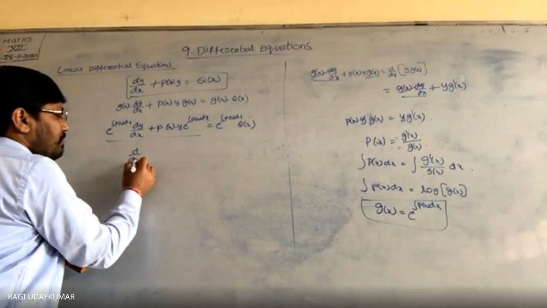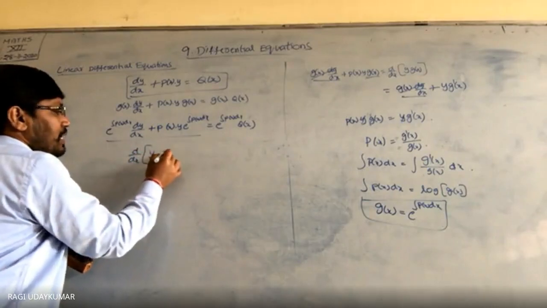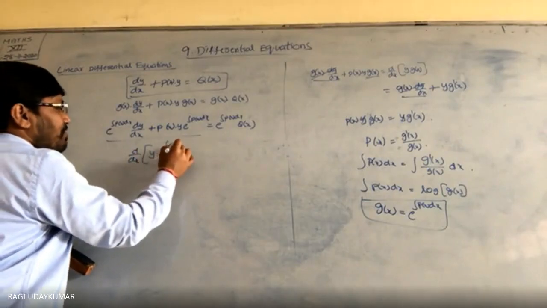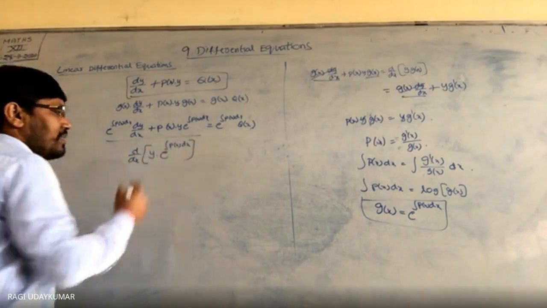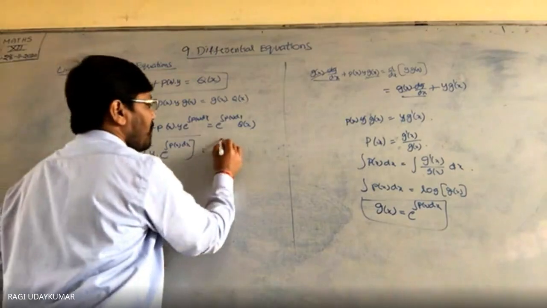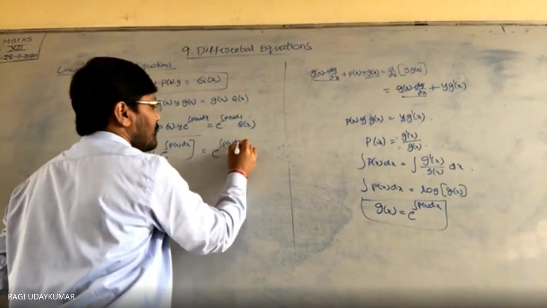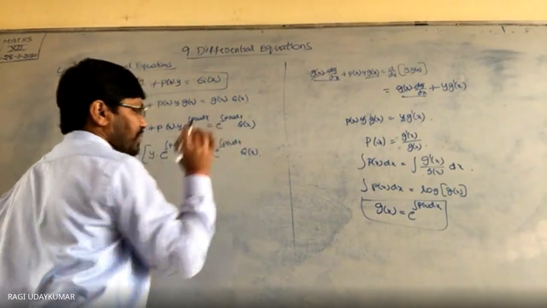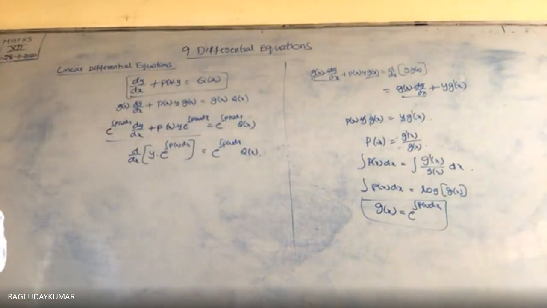d by dx of y into e power integration of p of x dx. Can you write this one? It is equals to e power integration of p of x dx into q of x. Actually, proof is not necessary, but I am explaining to you which is useful. How do we get that proof?